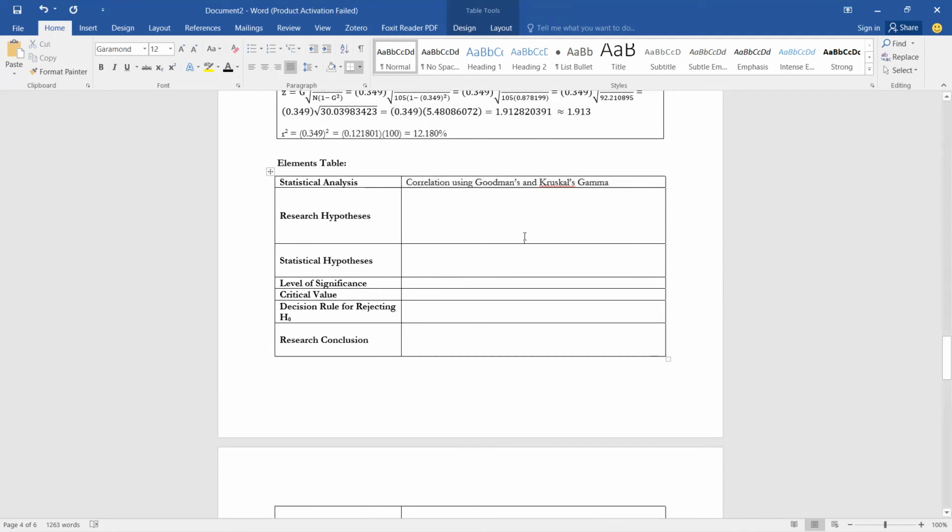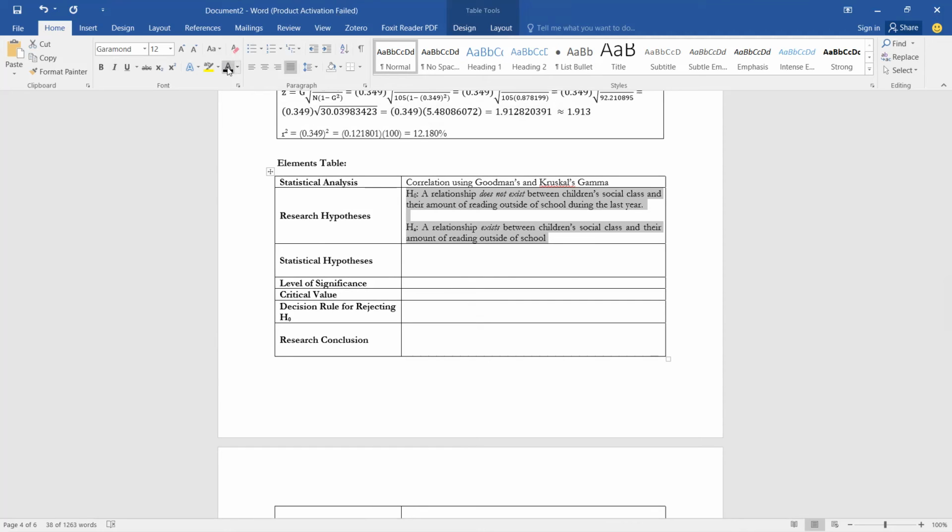And then the research hypothesis will look something like this. A relationship does not exist between children's social class and their amount of reading outside of school during the last year. Alternative goes like, a relationship exists between social class of children and the amount of reading they have done outside of school during the last year.